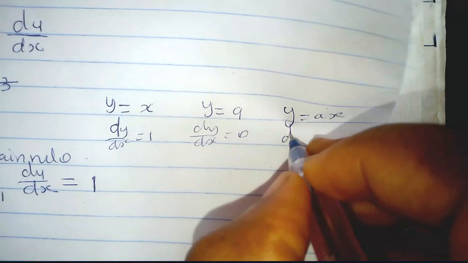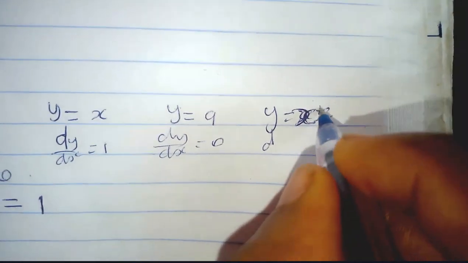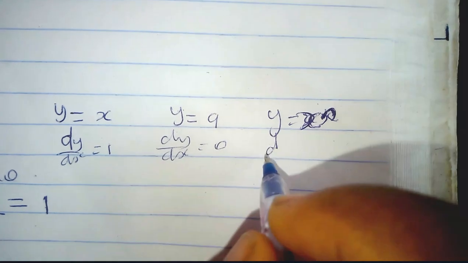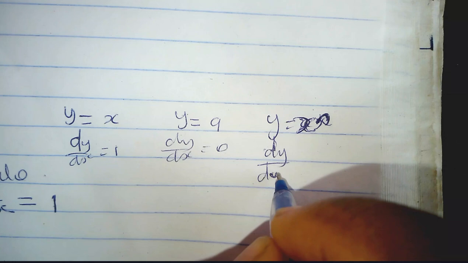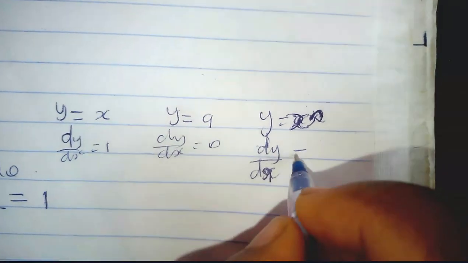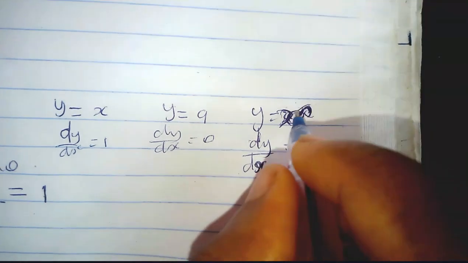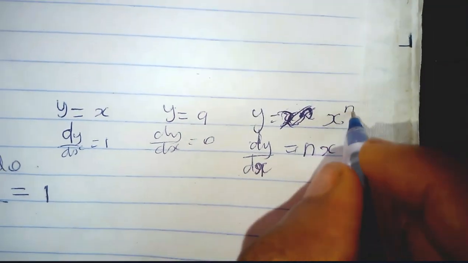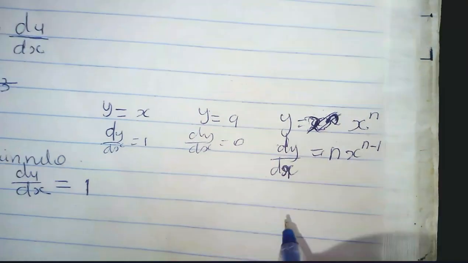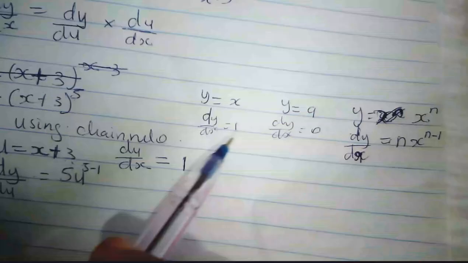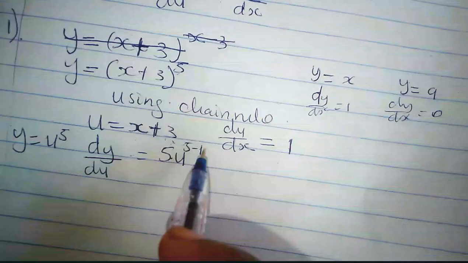Then if y is equal to x raised to power n, then dy/dx is going to be nx raised to power n minus 1. That's the rule. By bringing down the n, like here where the 5 was brought down, we're going to minus it by 1.